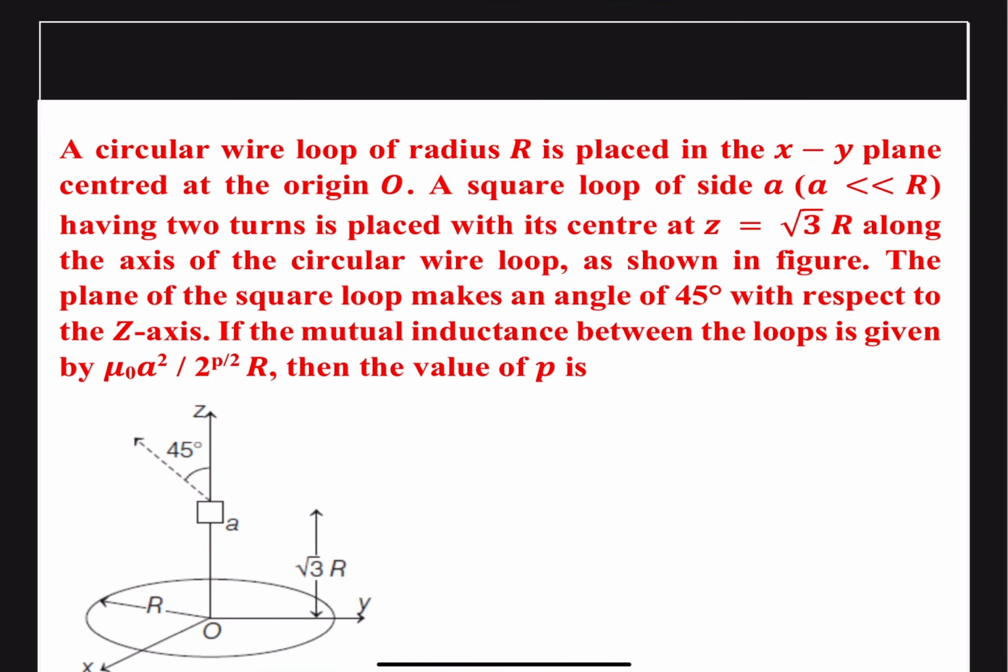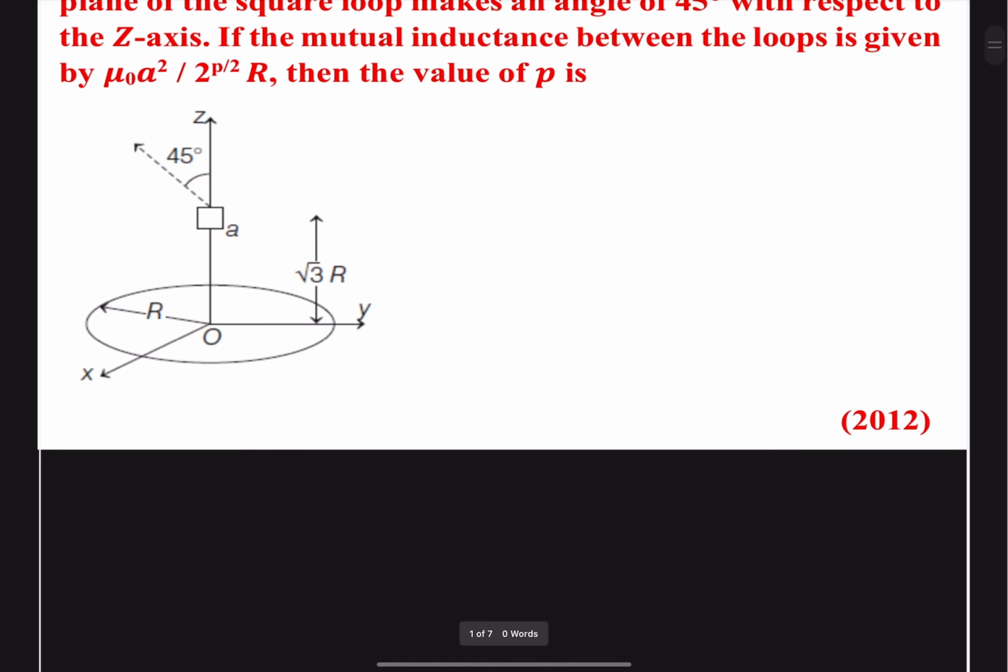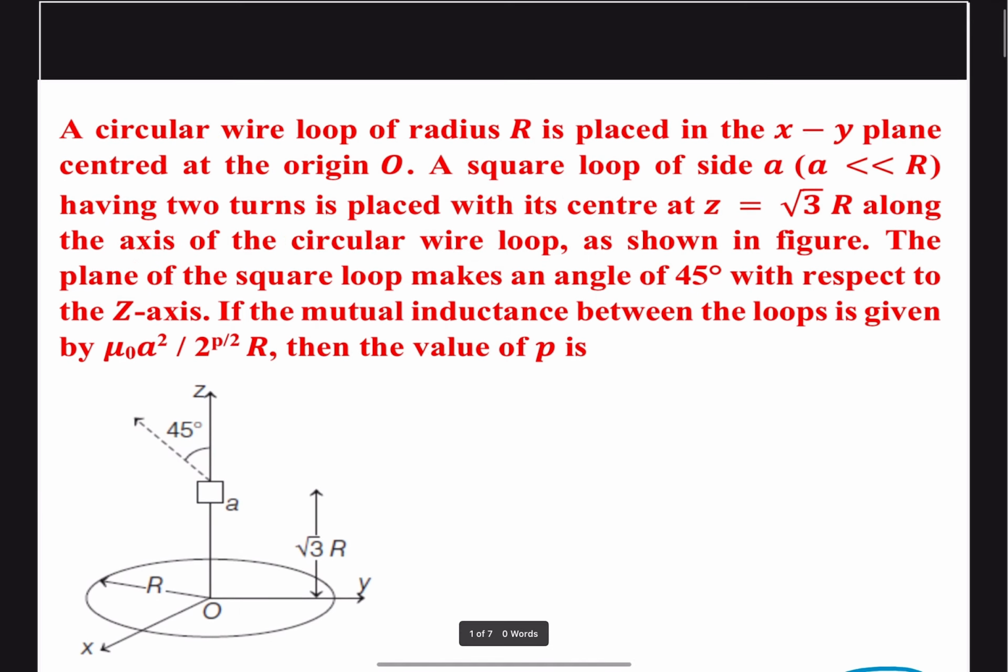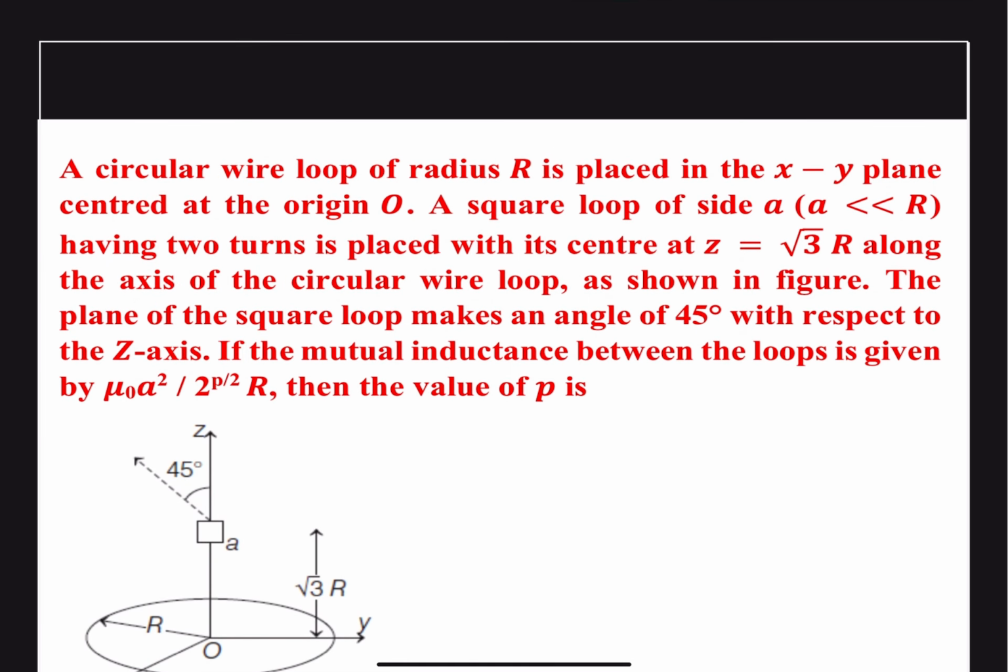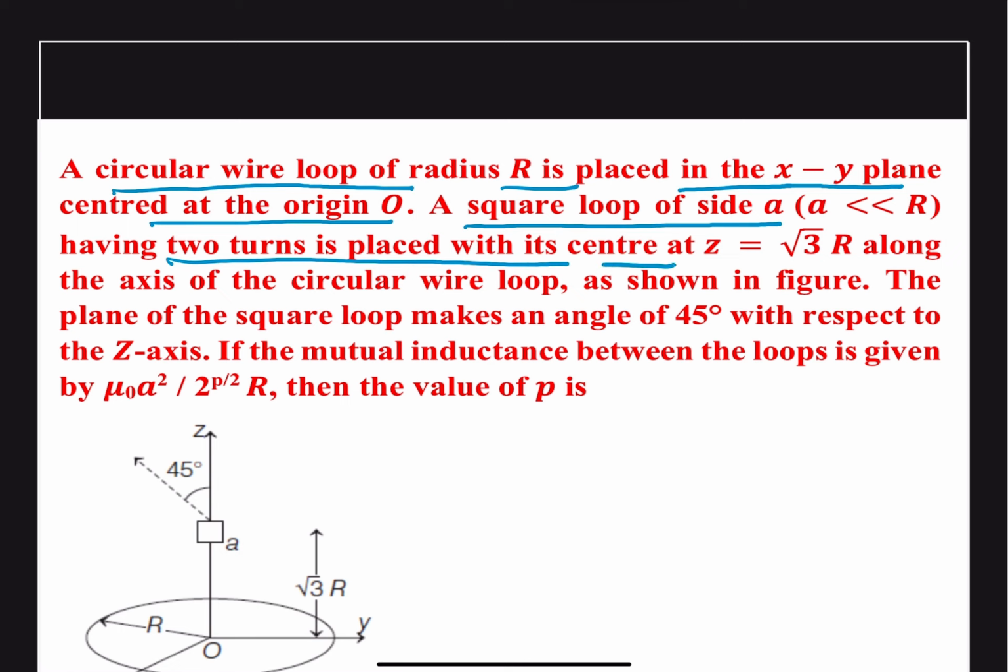Hello friends, in today's question, we are going to solve two questions that were asked in the year 2012. In the first one, a circular wire loop of radius r is placed in the xy plane centered at the origin O. A square loop of side A having two turns is placed with its center at z equal to square root of 3 times r along the axis of the circular loop, as shown in the figure.